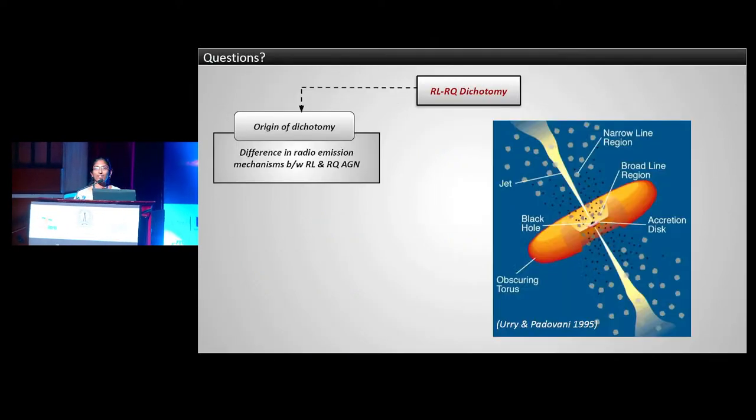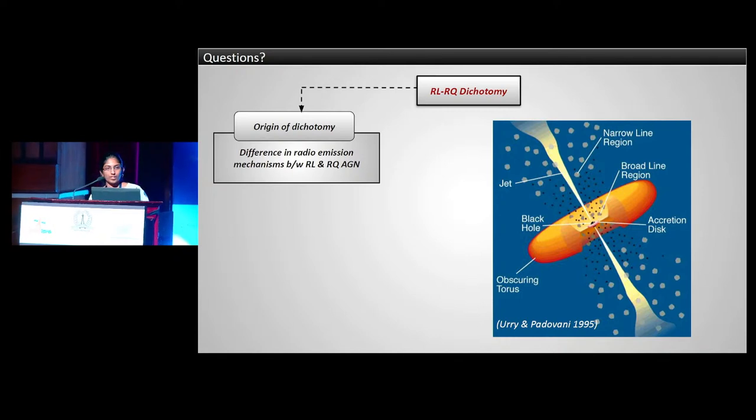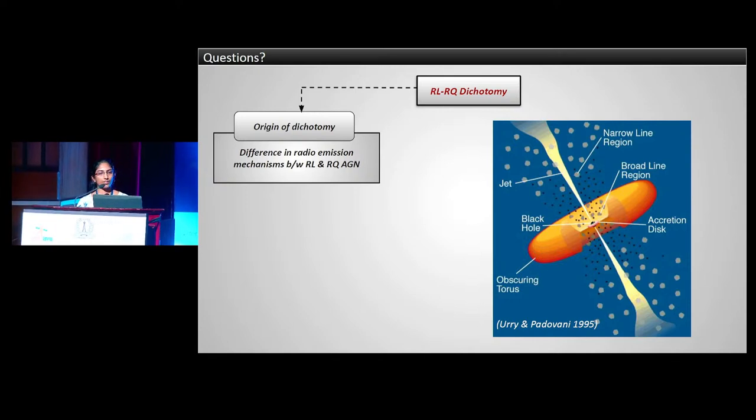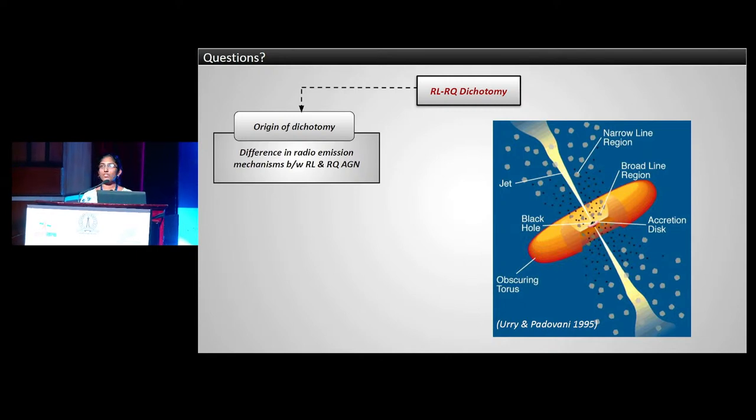So straight away, coming to the questions that we had tried to address in my thesis. One of the big open questions in extragalactic astronomy has been the following: why do only a small fraction of the AGN launch radio jets that extend to several kiloparsec or even megaparsec scales, whereas the vast majority of the AGN population launch very weak outflows? This is the so-called radio loud, radio quiet AGN dichotomy. So the question is, what causes this dichotomy?